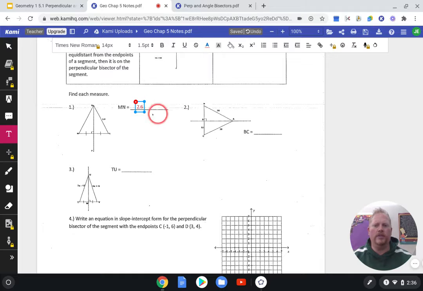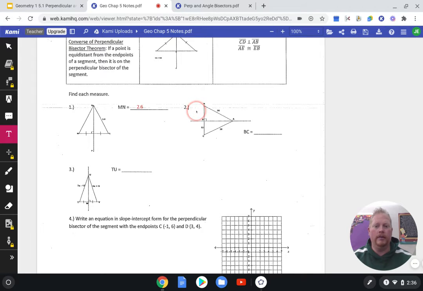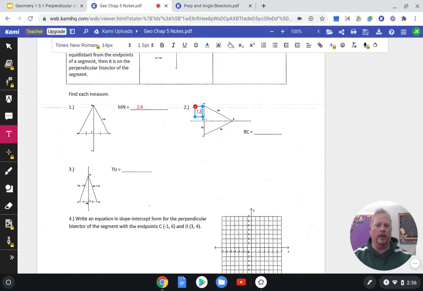Let's take a look at question number 2. On this one, I see that it's perpendicular, and I also see that point A is the same distance from B as it is from C. So that tells me that point A is on the perpendicular bisector. So how does that help me find BC? Well, because if DC is 12, then I know that BD is also 12.